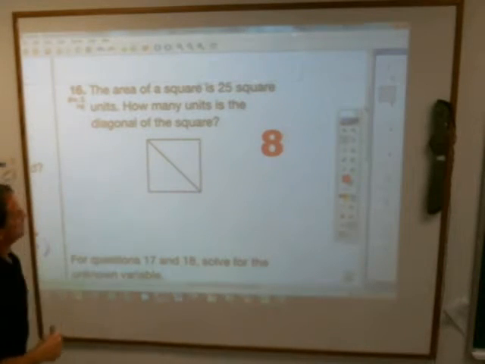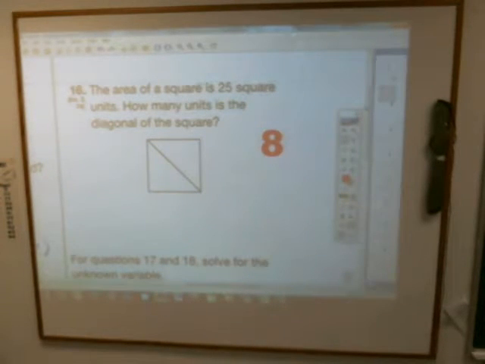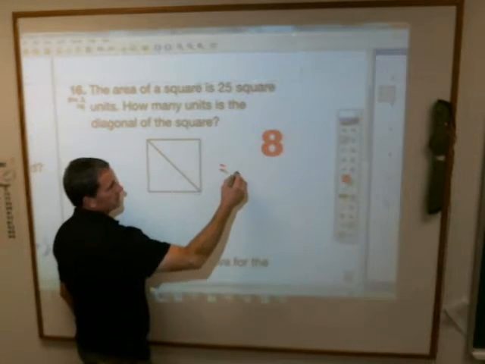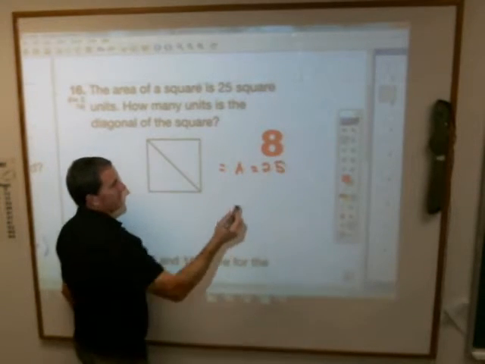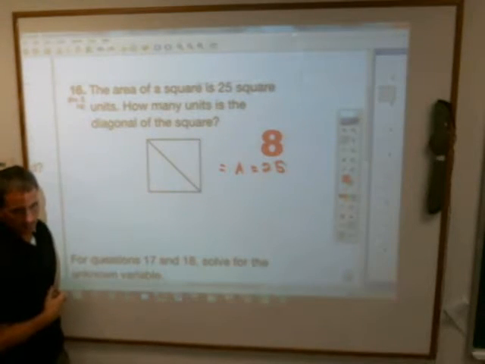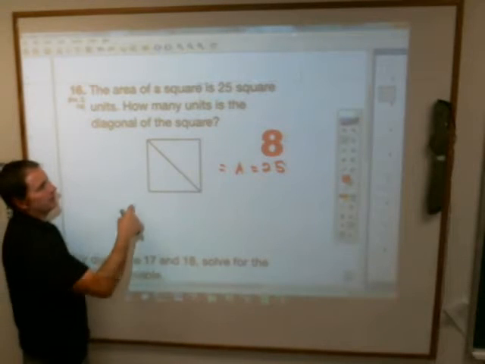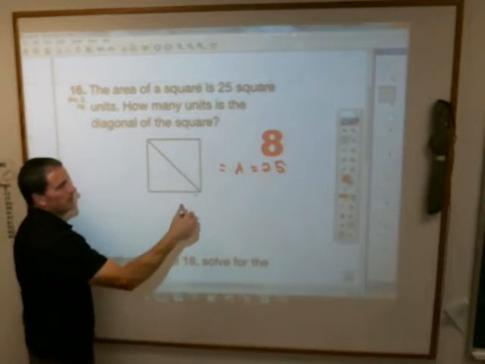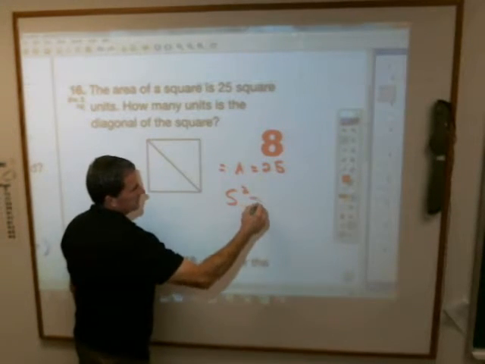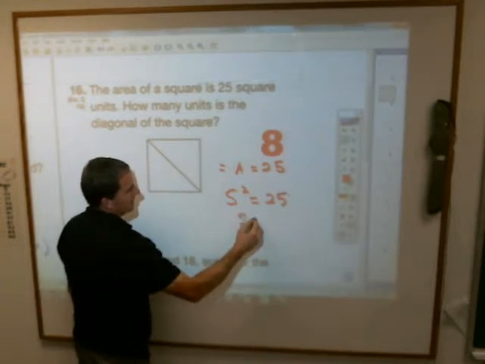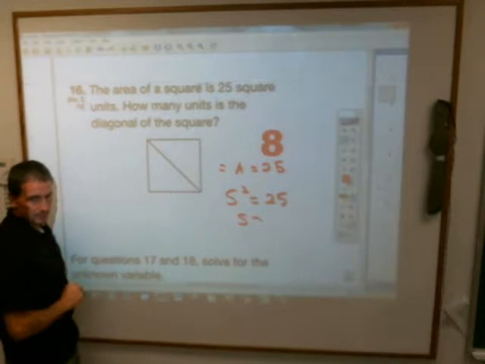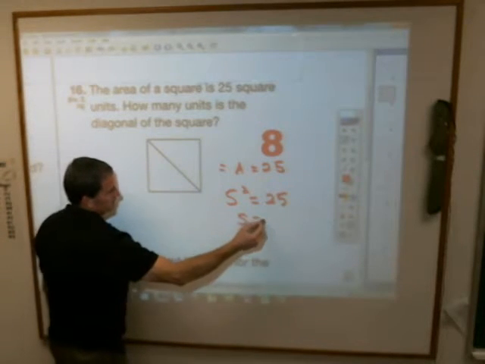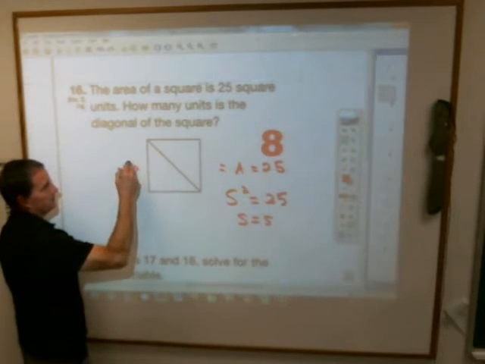16. The area of the square is 25 square units. How many units long is the diagonal of the square? Okay, first of all, it's a square, Taylor, right? So its area is 25, which means every side would have to be what? Every side's equal, but what number times what number? In order to get area, you multiply two sides together. What side squared equals 25? What number times itself gives you 25? 5. So each one of these sides has to be 5.